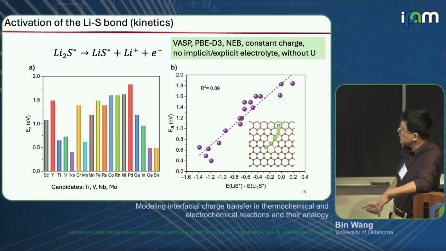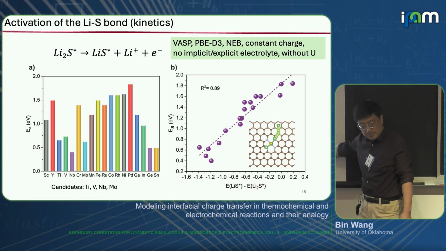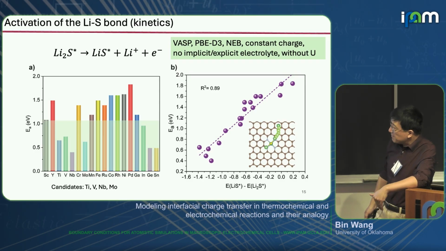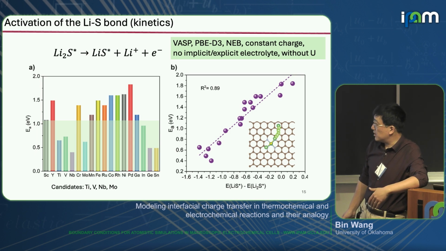On different metals, in figure B, I'm showing some descriptor at the bottom, which is, again, the relative stability of some intermediate species. But generally speaking, we can, again, identify a group of metals. They also have a lower kinetic barrier for lithium-sulfur bond activation. Again, it's something like titanium, vanadium, molybdenum, and niobium.